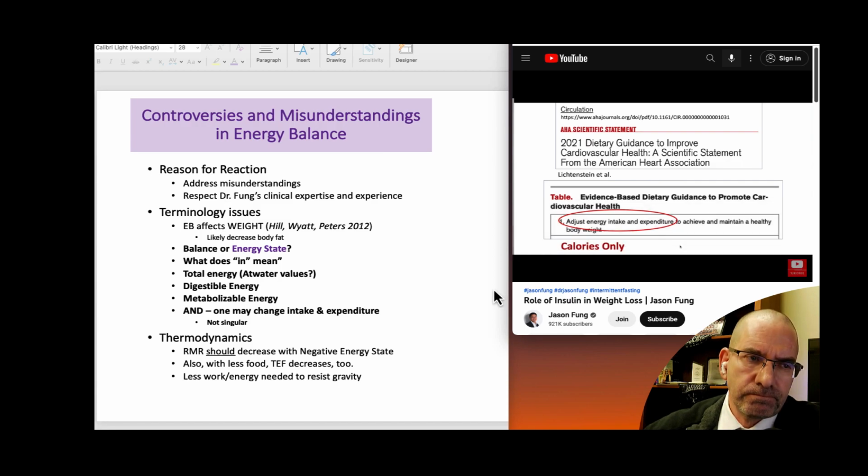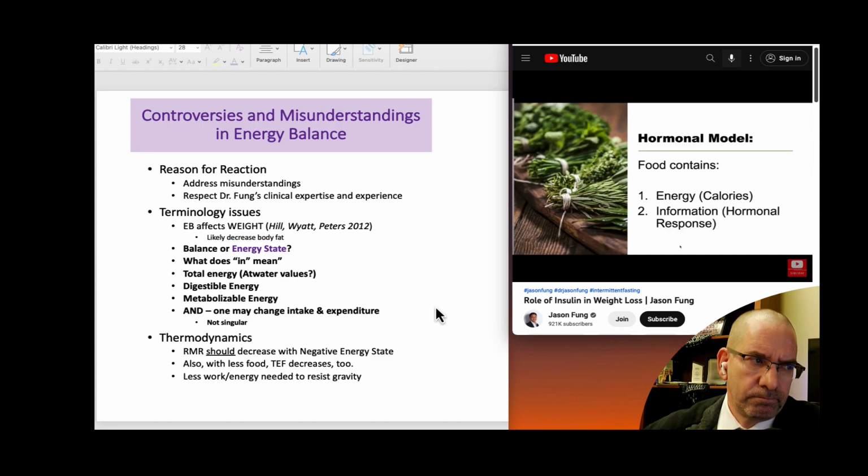Adjust the energy intake and expenditure, then you're going to do fine. Nothing to do with the hormones. The hormonal model takes a different sort of approach. That is to say, food contains not just energy, which is calories, but also information as to what to do with those calories. That is, different foods are going to elicit different hormonal responses, and when they do, our body does different things. So our body can burn those calories, for example, or it can store it as body fat, and which one it does is determined by the hormonal mix of those foods.